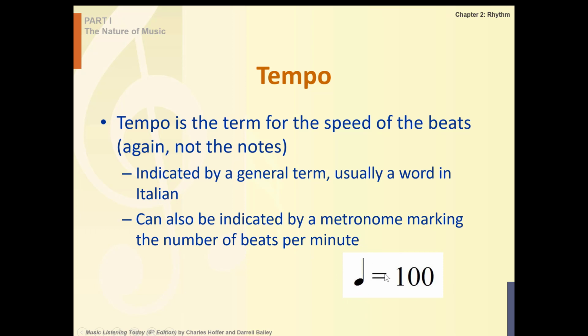So quarter equals 100. So this means 100 quarters will be played in a minute. So the tempo will be quarter, quarter, quarter, quarter, like this. 1, 2, 3, 4, 1, 2, 3, 4, like that. The same piece of music played in quite different tempos can significantly change the character of the music.